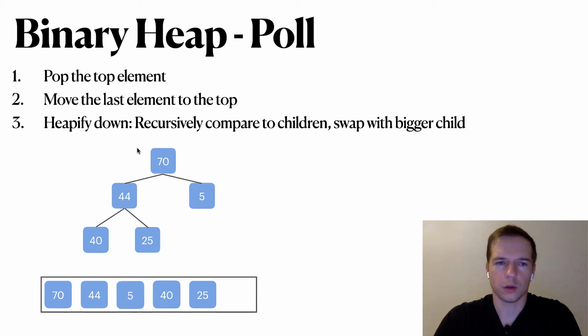And then we heapify down, which means we recursively compare our element to its children, and we swap it with the bigger child. So right now we compared 5 with its children, 44 and 70, and we swap them. We would do it recursively for the new position of 5, but there are no children for 5, so it's the end of our heapify process.